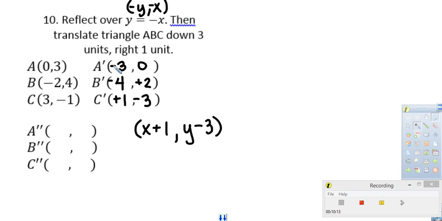So we have negative 3 plus 1, negative 2. 0 minus 3, negative 3. Negative 4 plus 1, negative 3. 2 minus 3, negative 1. 1 plus 1 is 2. And negative 3 minus 3 is negative 6.